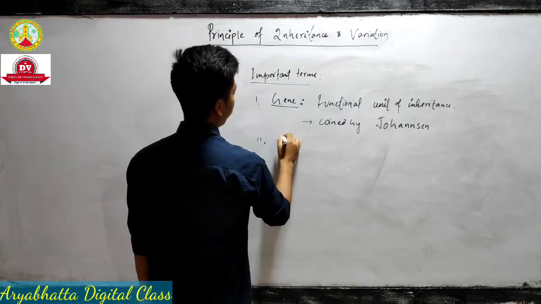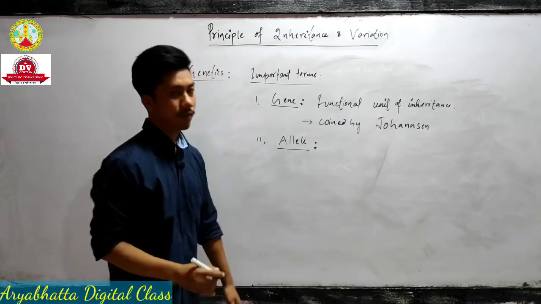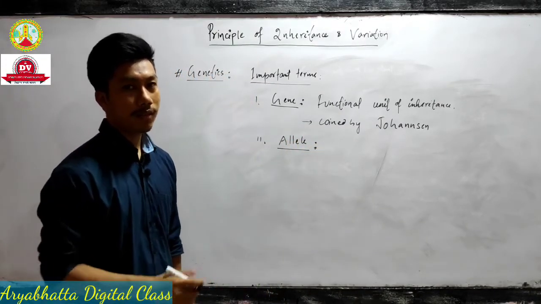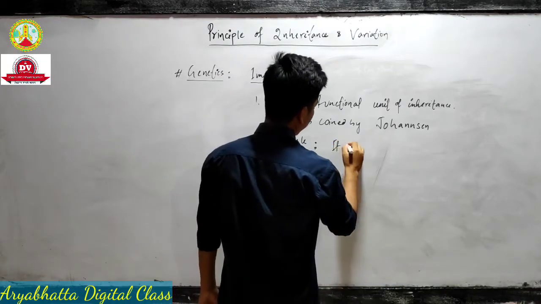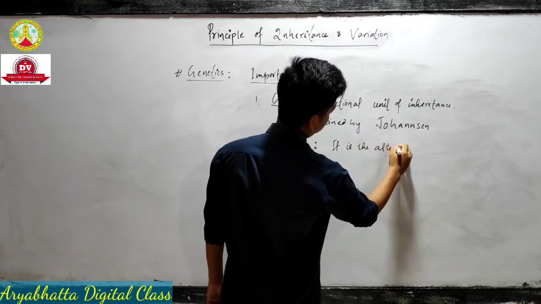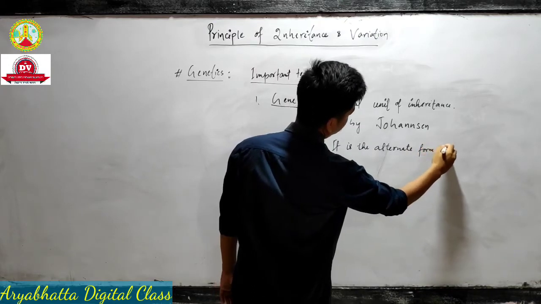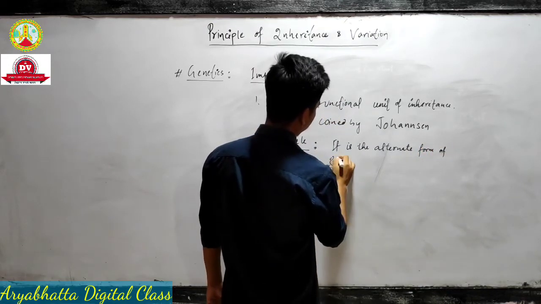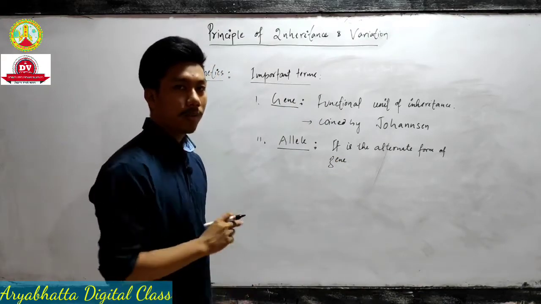Next, you need to know about allele. What is an allele? An allele is the alternate form of a gene. Okay, it is the alternate form of a gene.